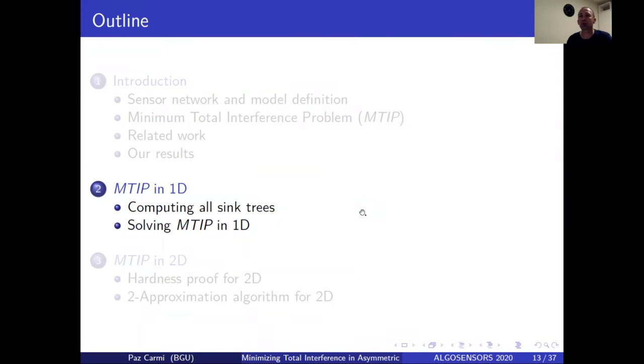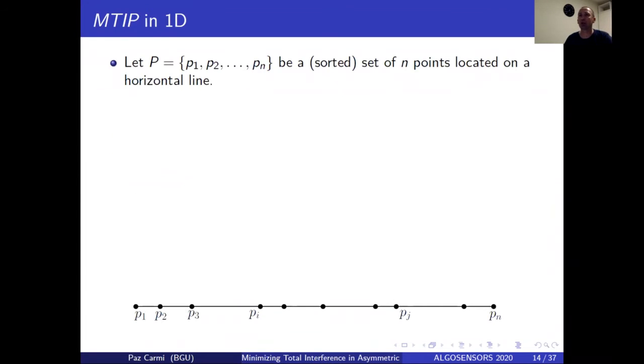Okay, now we can talk about the MIT IP in 1D. To present this algorithm, it is composed of two parts. First is computing all sink trees. Then we use these sink trees to solve the MIT in 1D. So let's start with some notation.